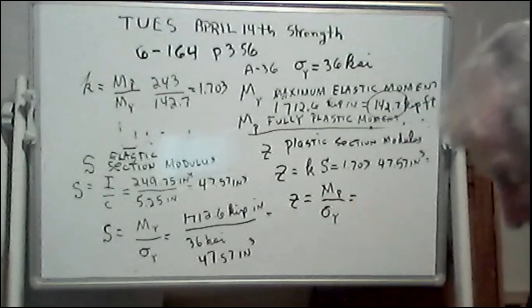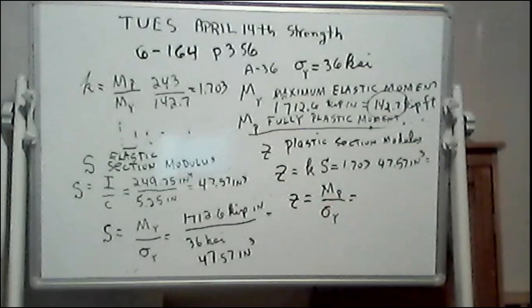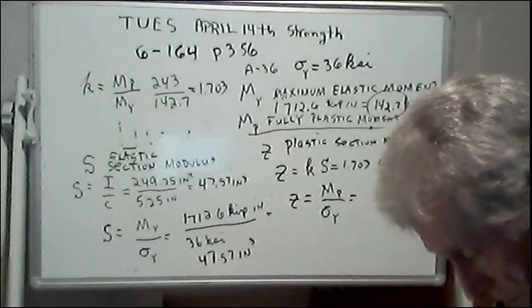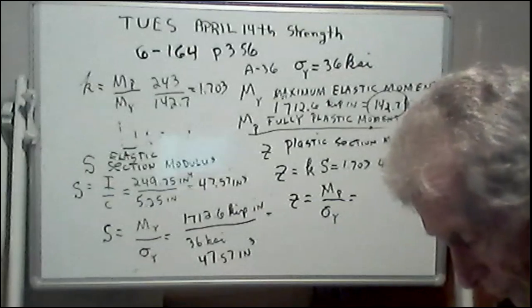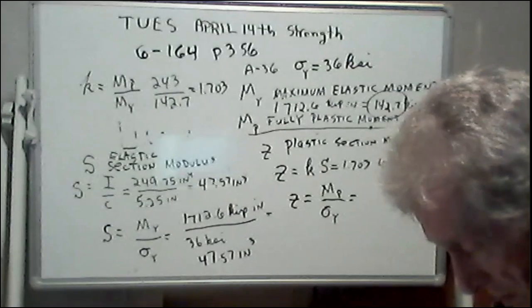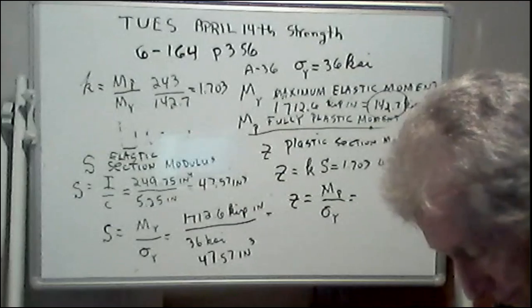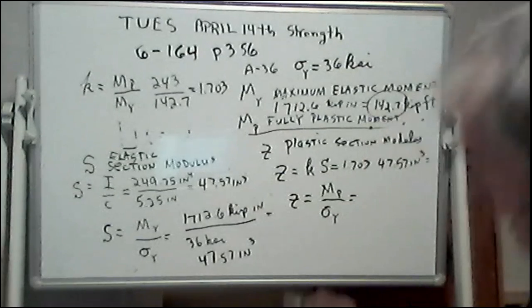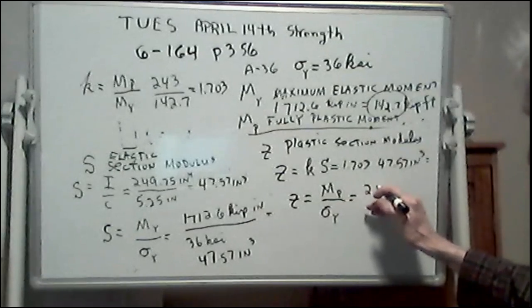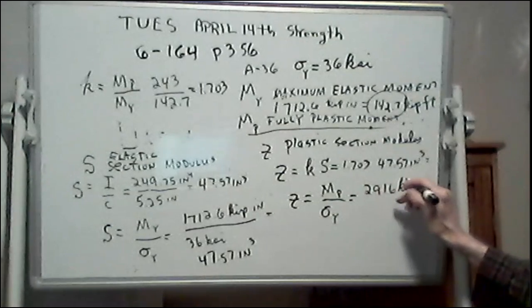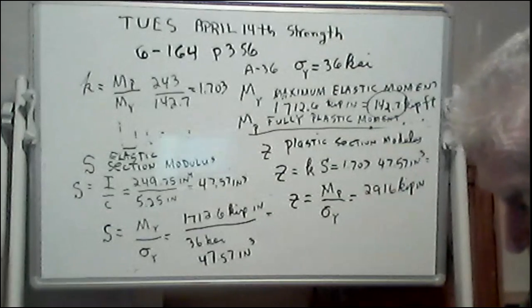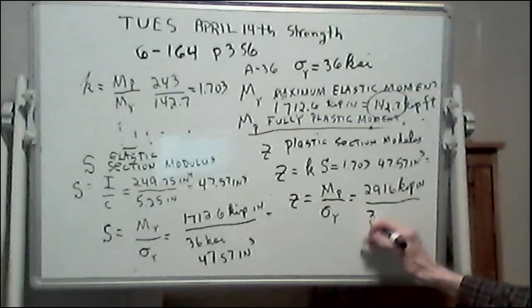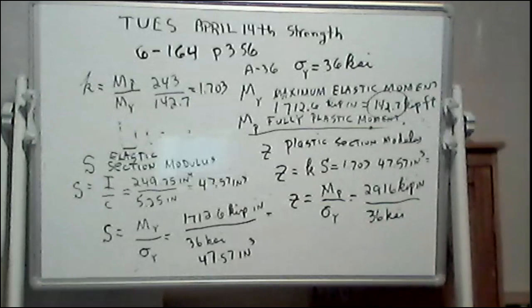Should give you the same answer. Where you take your plastic section modulus. Gee, I think I erased it. You take your fully plastic moment, which is 243 kip feet. Or in terms of kip inches, it's 2916 kip inches. If you divide that by 12, you'll get the 243 that my friend just mentioned. And then you divide that by 36 ksi.